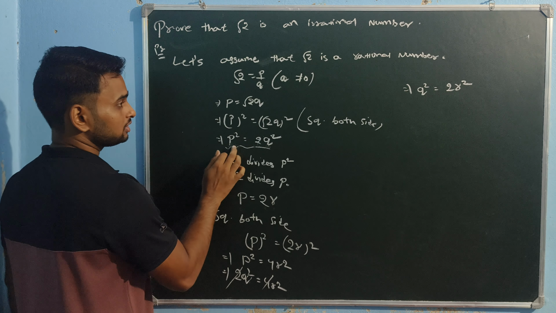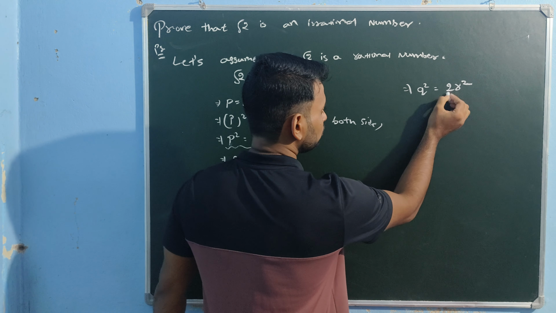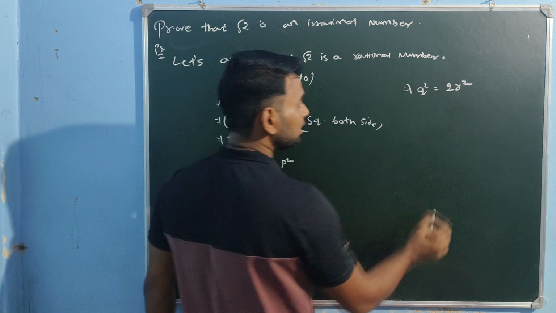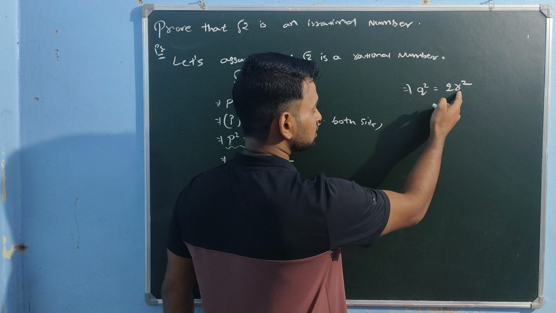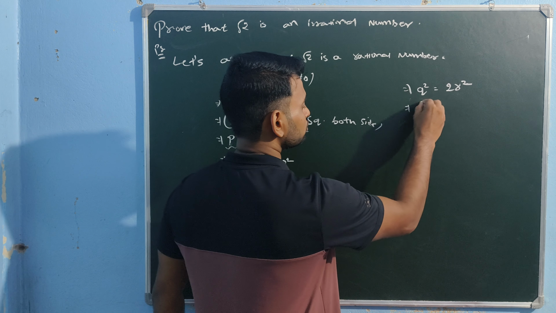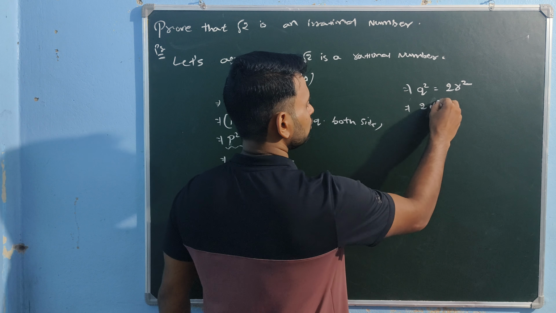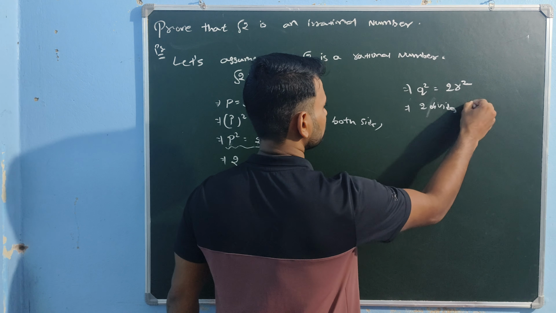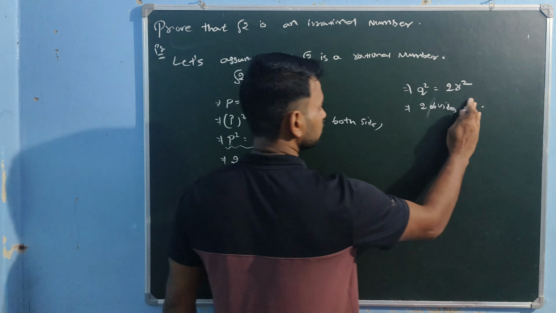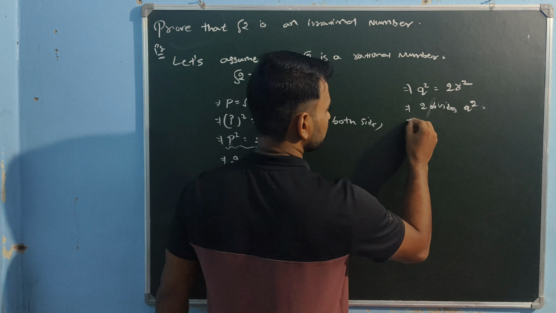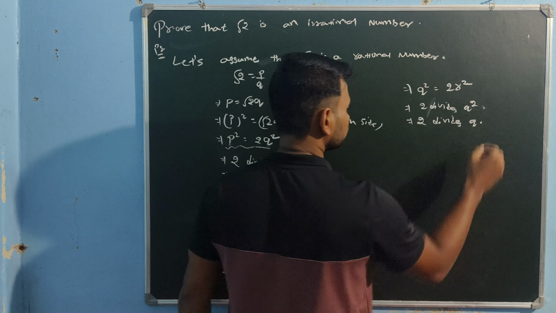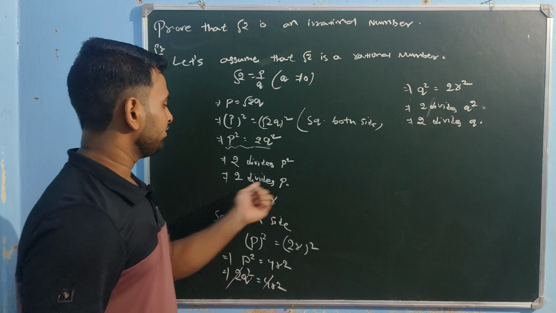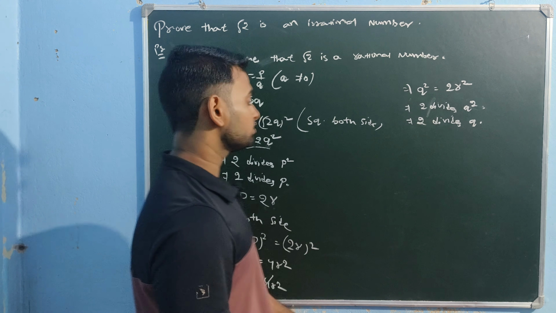Similar statement. If I multiply 2 with r square, then the result is q square. That means 2 divides q square. If 2 divides q square, then 2 also divides q. Clear? Here 2 divides p and here 2 divides q.